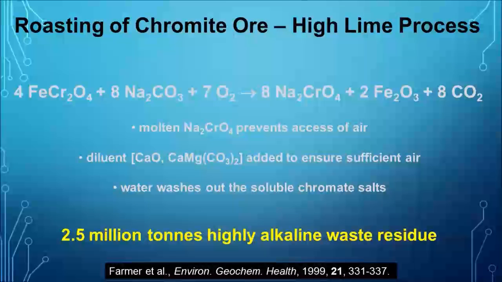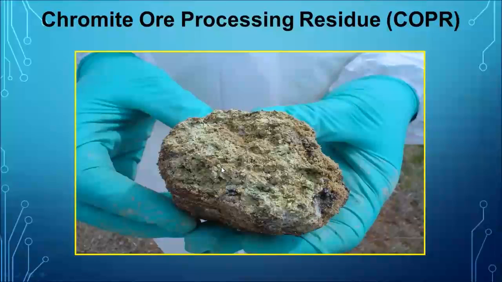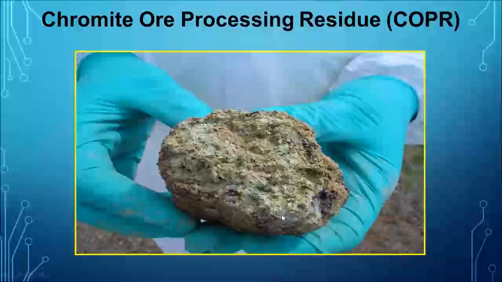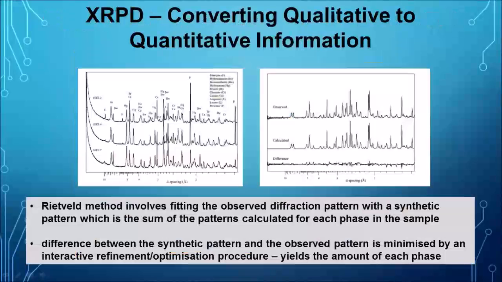So that looks a bit like this. This is one of the examples of the processing residue that we collected from our sites. And you can see it's a cement-like material with white, grey and yellow colorations. The yellow is chromium 6, but some of the grey and white areas are also very chromium-rich materials. So it was this material that we then went on to characterise, and I'll take you through how we did that.